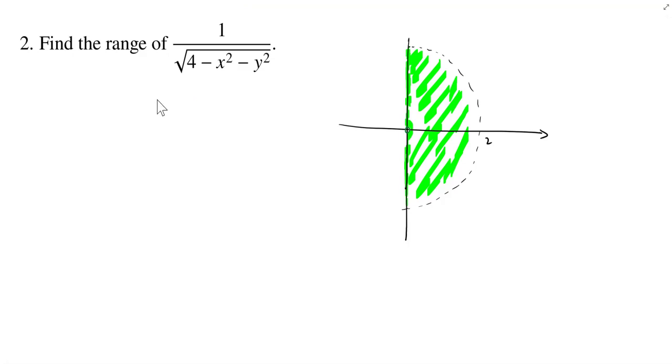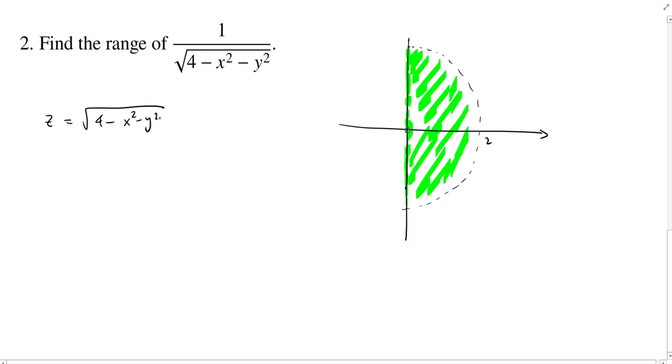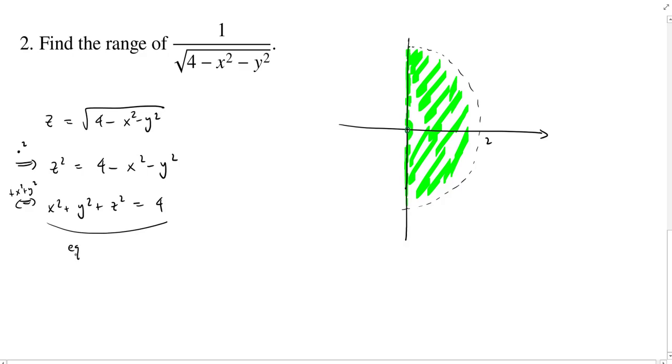Now, it's useful to remember, if we forget about the 1 over and just look at this function, z equals root 4 minus x squared minus y squared, and we square it, then I get z squared equals 4 minus x squared minus y squared. Or, equivalently, x squared plus y squared plus z squared is equal to 4. Here I just added x squared and y squared to both sides. And this here is the equation of a sphere with radius 2.